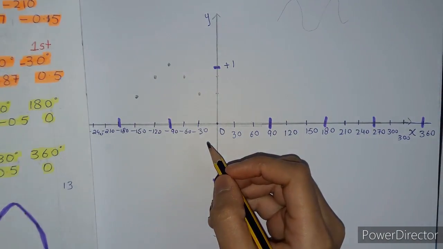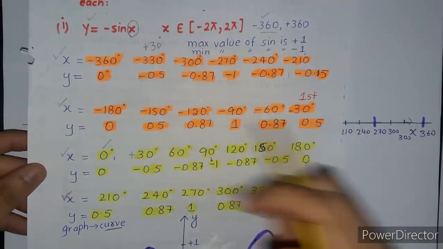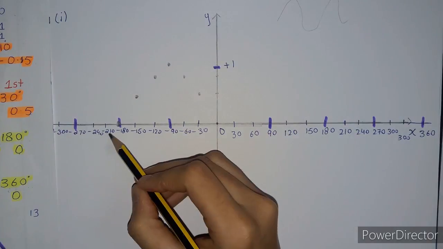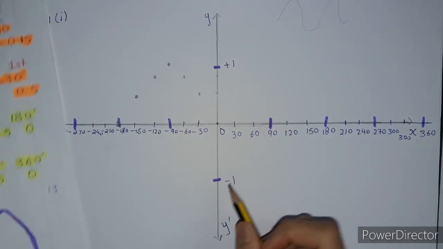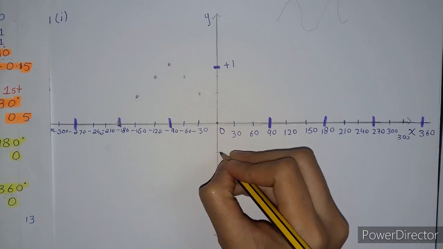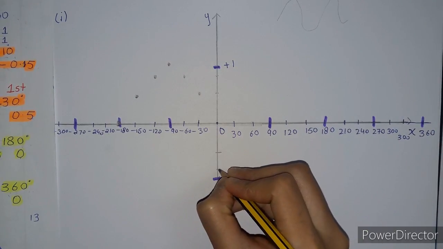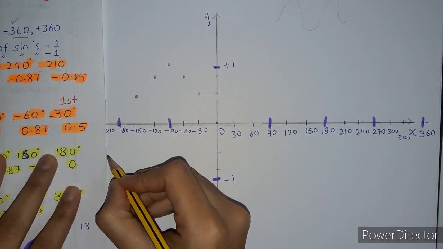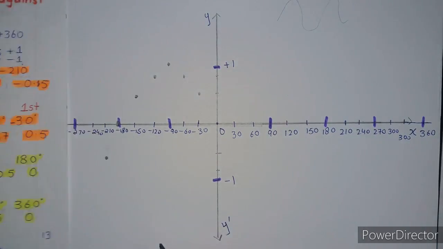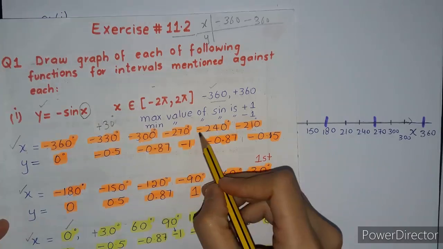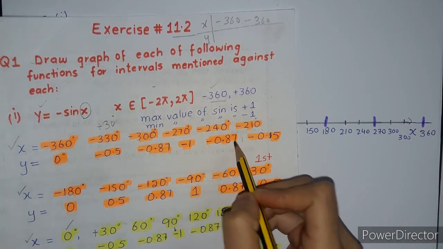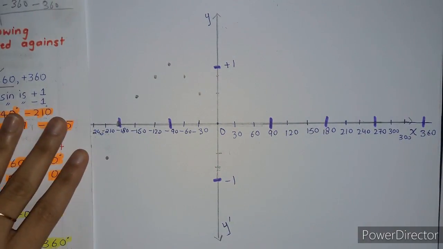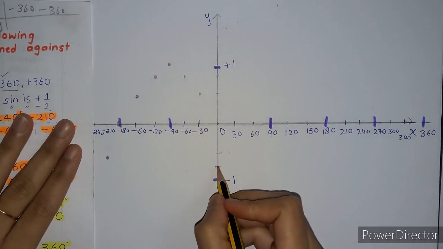Okay, like this. Then 180 is 0. You can see here minus 180 is 0. So marking here 0. Minus 210 is minus 0.5. So here would be minus 0.5 and here would be somewhere here minus 0.85. So minus 0. Somewhere here. Okay, then minus 240 is minus 0.87. So minus 0.87 is this, and minus 240 would be here, this point, and this would be like this here.